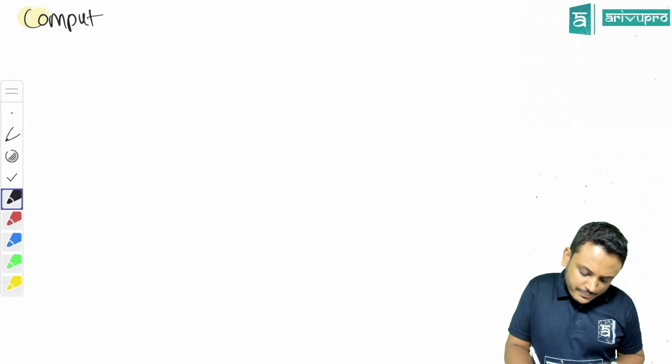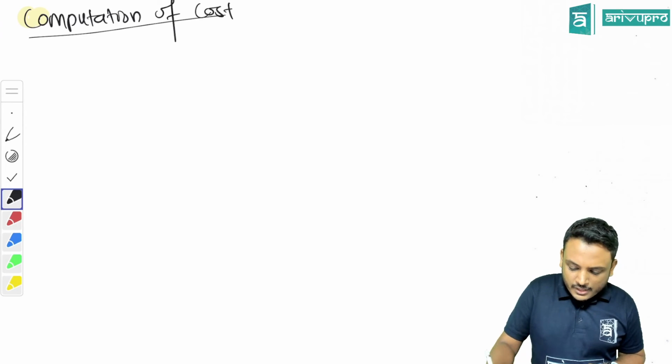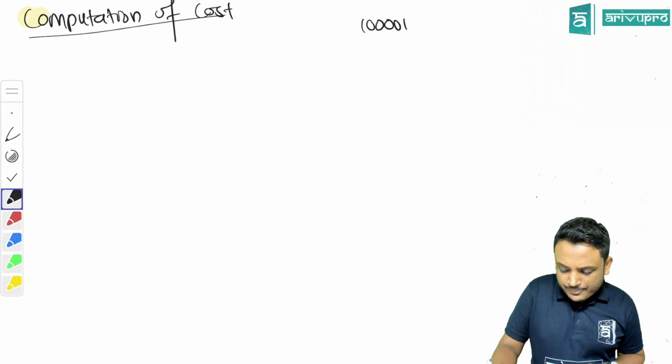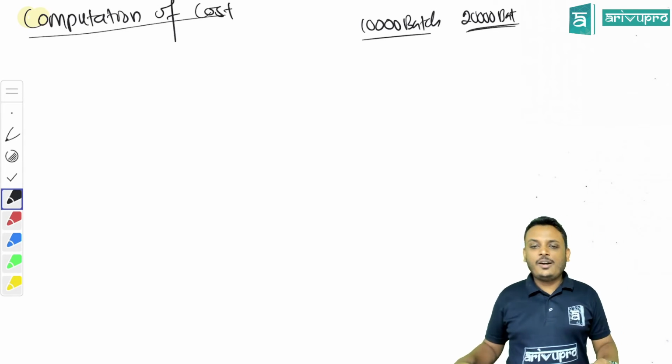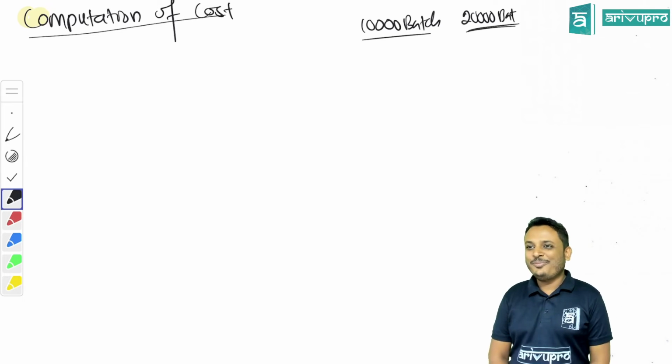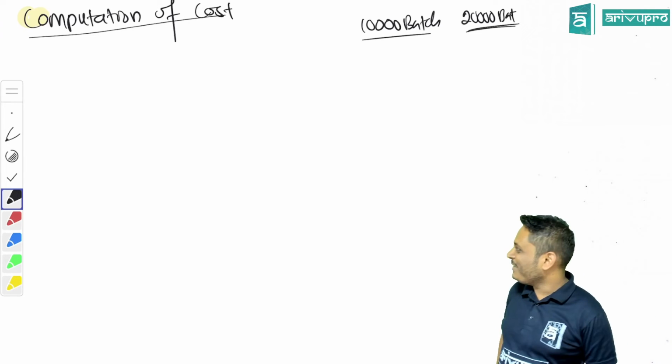Computation of cost. 10,000 badges and 20,000 badges. The batch of 10,000 and the batch of 20,000.